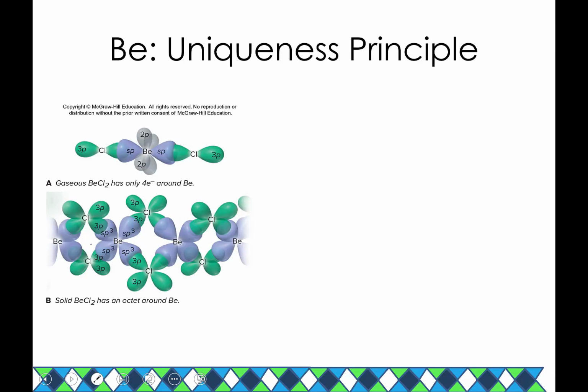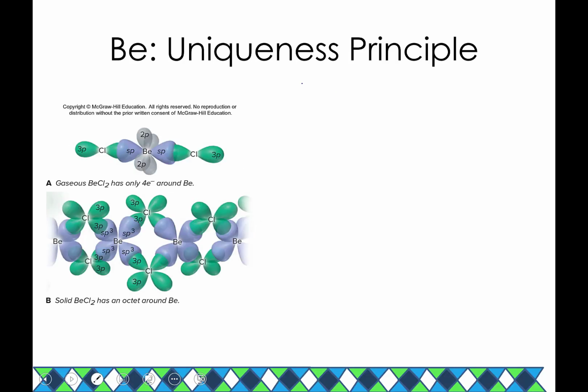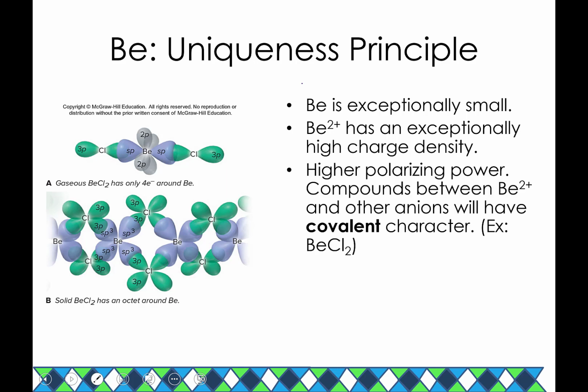Let's talk about the uniqueness principle of beryllium. So remember, our elements in period 2 are uniquely different from the other elements in the group, and beryllium is no exception. Beryllium is exceptionally small, and beryllium 2+ has an exceptionally high charge density, and because of that, it has a really high polarizing power. So beryllium 2+ doesn't form ionic compounds. It actually forms compounds that have covalent character, like beryllium chloride.